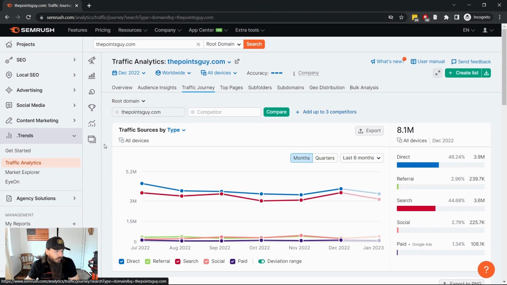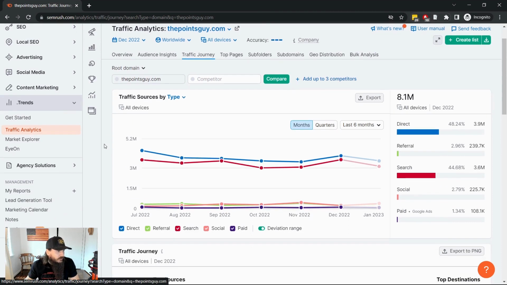So this gives us a breakdown of all of the different traffic sources that are sending clicks to The Points Guy. It's really your basic traffic breakouts of direct channel, referral, organic search, and then social and paid. So as you can see, direct based on SEMrush's estimates makes up almost half of the traffic that comes into The Points Guy.